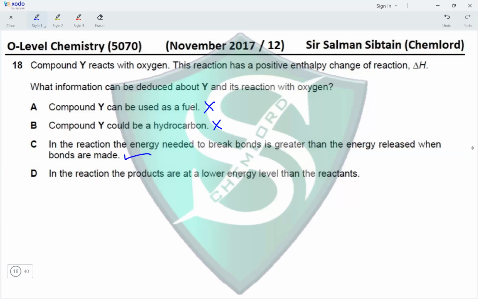In the reaction, the products are at a lower energy level than the reactants. If this was the case, then this would have been an exothermic reaction. In this reaction, the products are at a higher energy level than the reactants because it is an endothermic reaction. So option C is the correct option for this question.